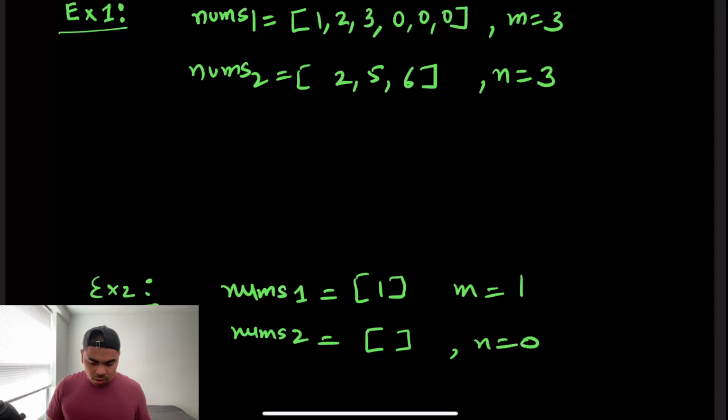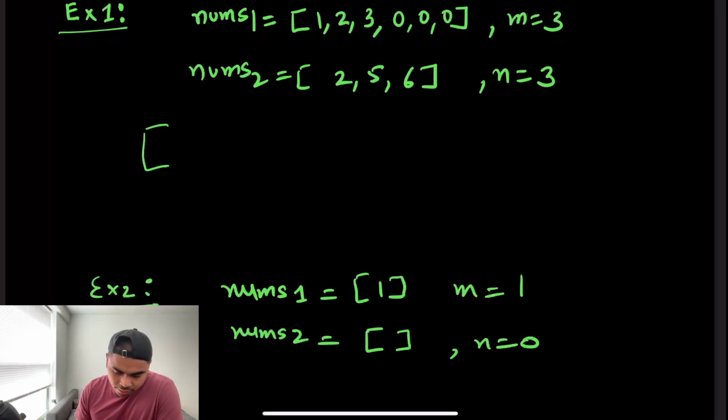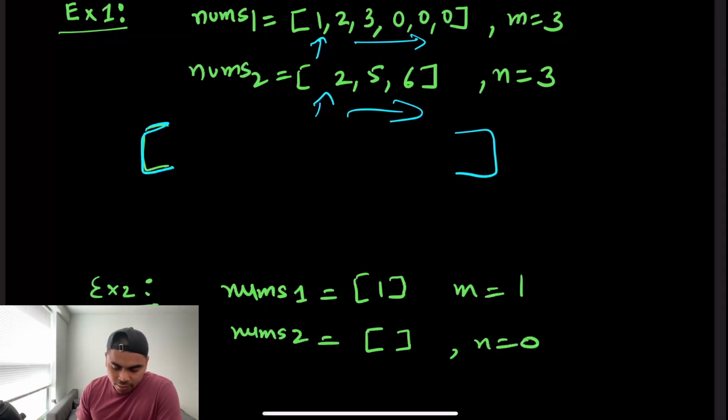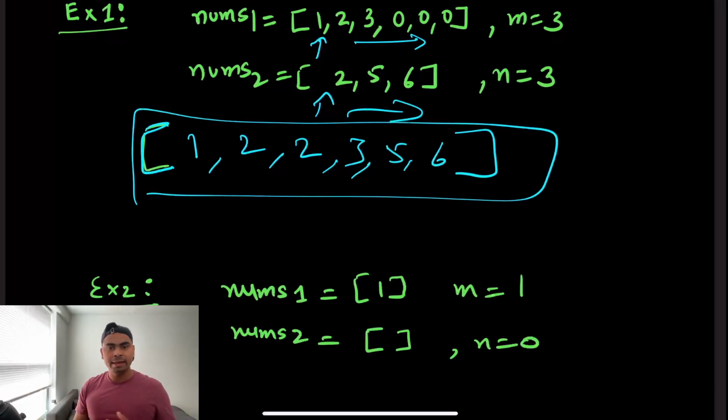Okay, so how are we going to merge it? Since we are not allowed to use extra memory, we can't just create a separate result array, iterate over both of these, choose whichever is the smaller value, and then return this new array. We could do it like that, but we're not returning anything.